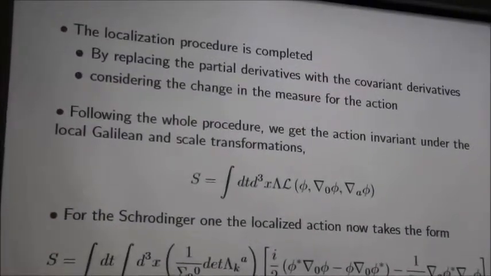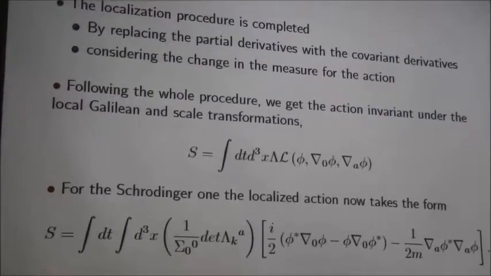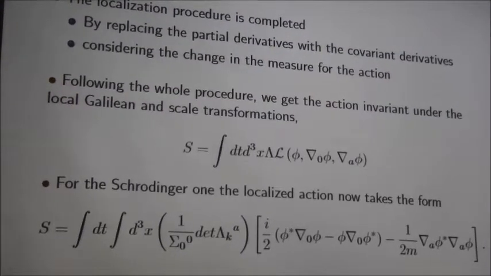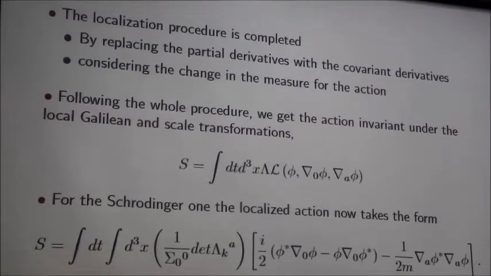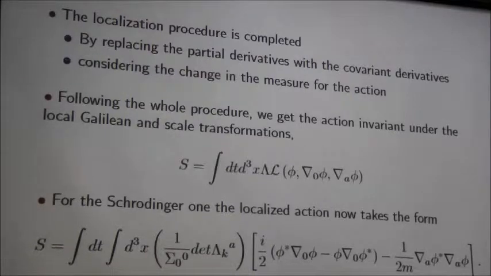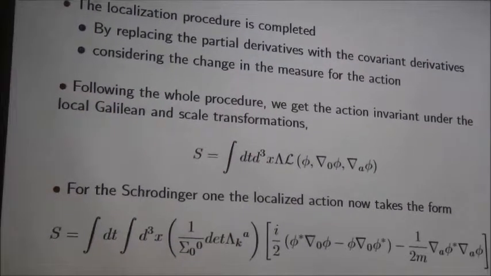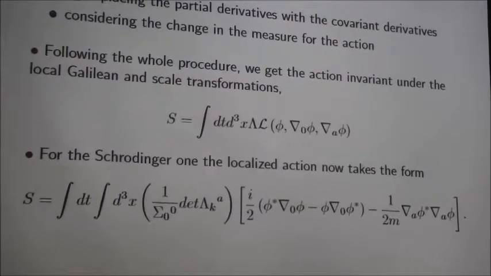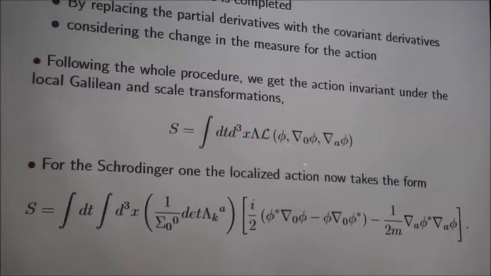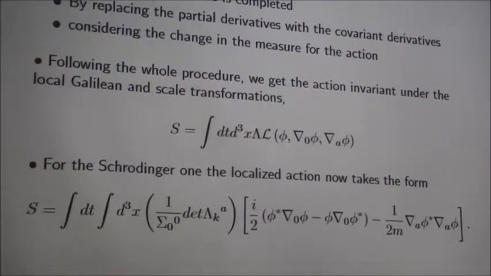So here the localization procedure is completed. We have replaced the partial derivatives by the covariant derivatives, and then we considered the change in measure for the action. And following this whole procedure, we got the action invariant under the local Galilean and scale transformation. If I consider the Schrodinger field as an example, then just taking the expression of L, I will get this.